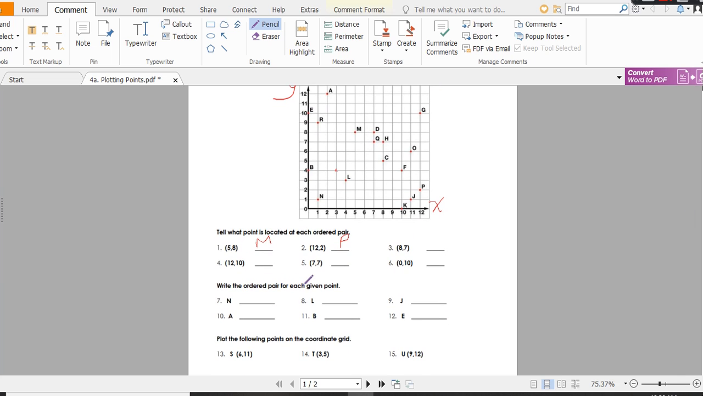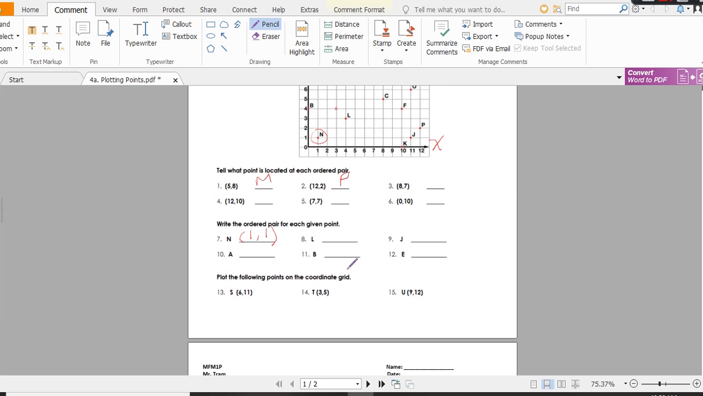Write the ordered pair for each given point. Now remember, these are points, coordinates, or ordered pairs, so always include the bracket. So the point n, where's n? N's right there. So n, x first is 1, and then y is 1, so x is first, 1, 1, I'm done. Okay? For the next question, we are asked to plot the following points in the coordinate grid.